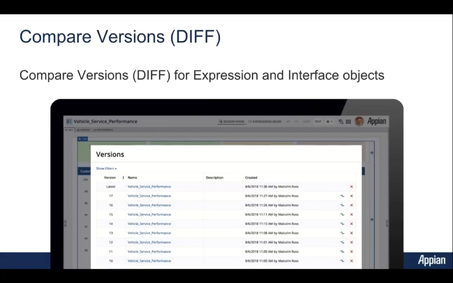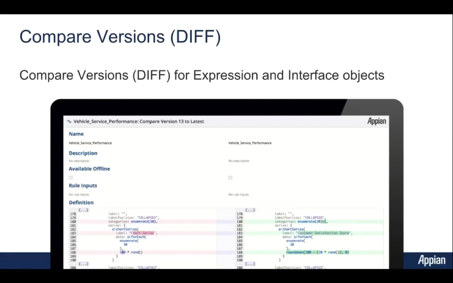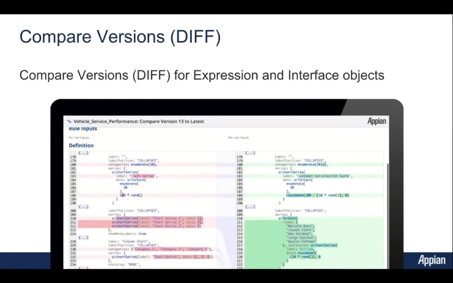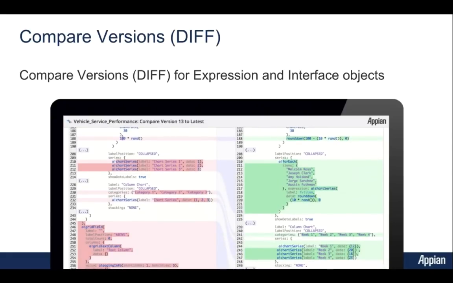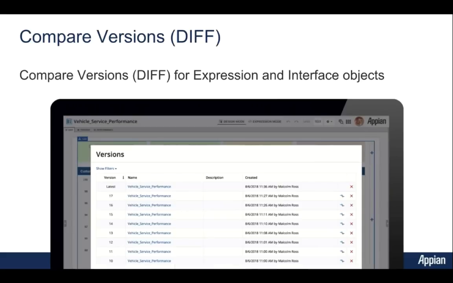So this simply allows you to select any expression editor or interface design object inside the environment. This only applies currently to expression editor and interface design. And from here, you can see the version history, as you can with all design objects. And then from the version history, you'll see that there's a new control there to compare any version to the latest version inside the environment. Once you click on that control, you'll get a nice diff view between the two environments.